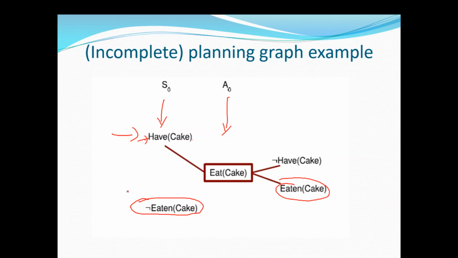So here what we are saying is that the initial state is have cake, so we got this. Now have cake means not eaten cake, so we are adding one more thing. This is just another way of representing it. And now we have an action eat cake. Eat cake's precondition is have cake. As the precondition is satisfied, we can apply the action eat cake. Once you apply it, the result will be eaten cake and not have cake.